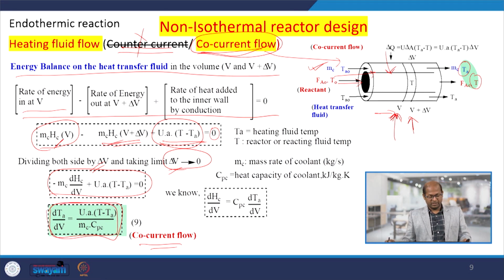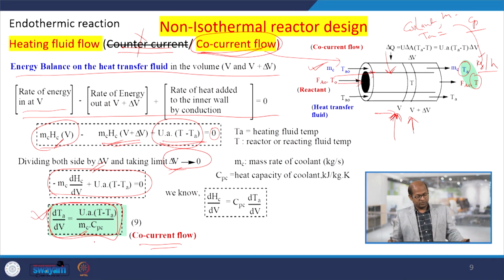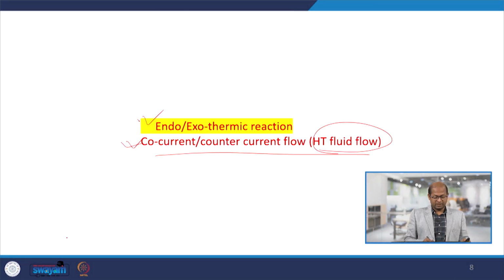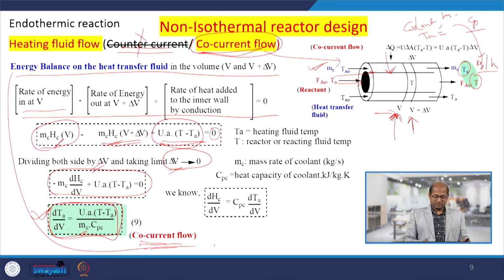So, U A (T minus T_A) co-current by M, the mass rate of the coolant in kg per unit time, and the heat capacity of the coolant. Mass rate we should know, and temperature of the coolant we know. So, then heat capacity also we should know, coolant properties. So, then we can simplify these equations. See here, this is the co-current dT_A by dV equals to this equation. How that equation has been developed is discussed here.